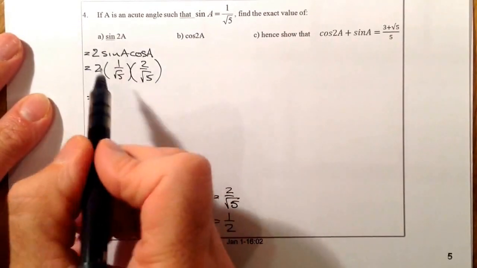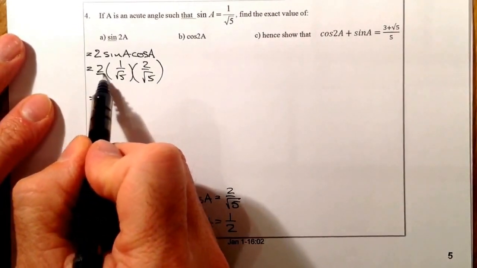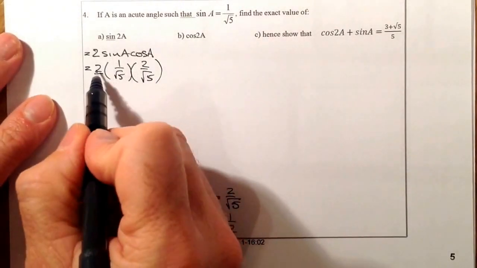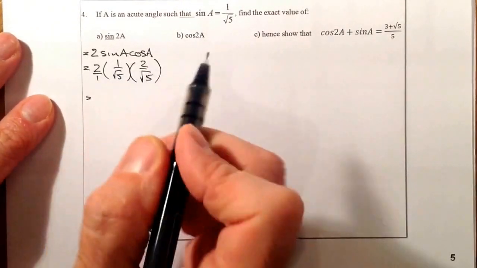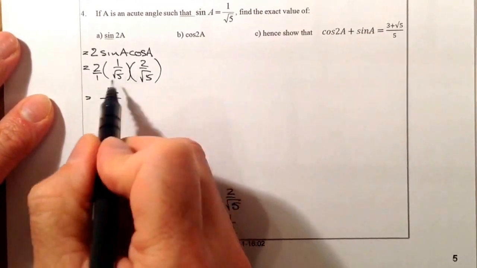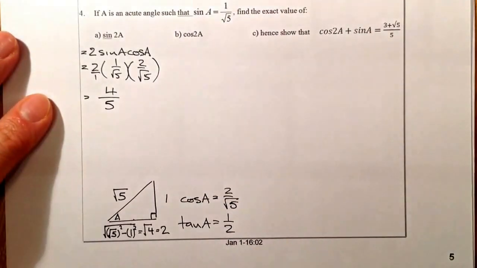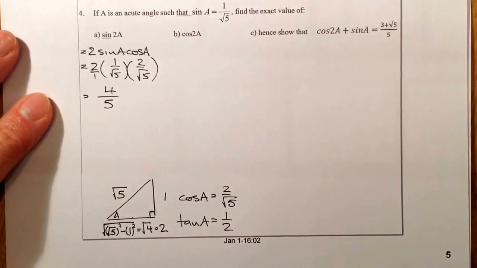So remember, when you're multiplying across, the 2 here is like 2 over 1. So we're just multiplying the top by 2. So 2 times 1 is 2, 2 times 2 is 4, 4 on the top. Root 5 times root 5 will just give me 5. So that will be 4 over 5.